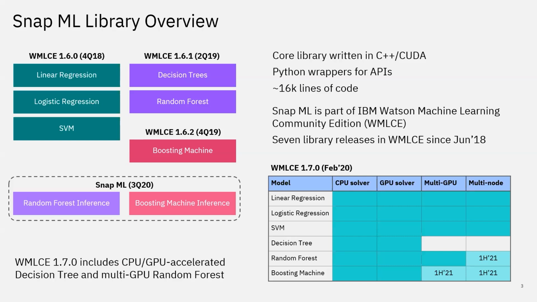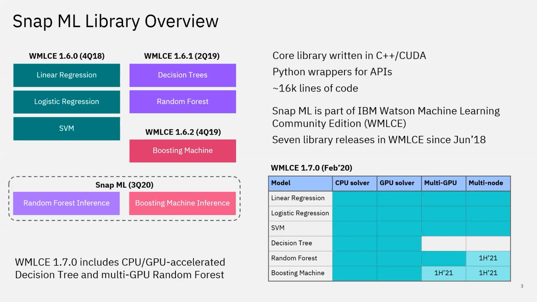SnapML's core library is written in C++ and CUDA. We have implemented Python wrappers that offer the APIs. We offer for all 6 models the familiar scikit-learn Python API, and it has been offered to the public as a free installation as part of the IBM Watson Machine Learning Community Edition.